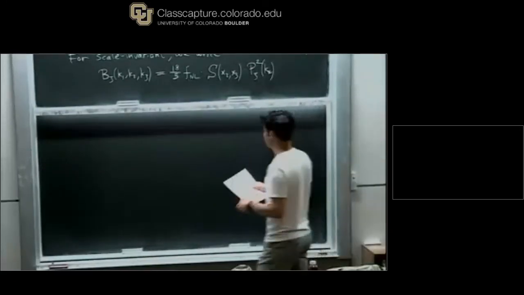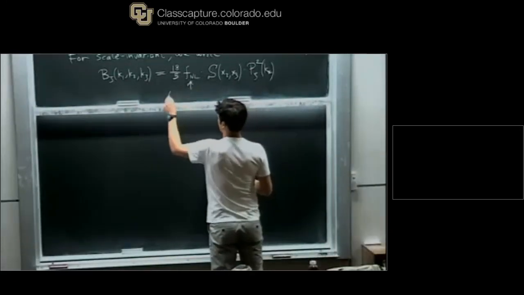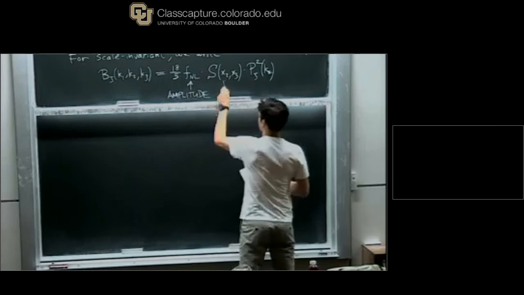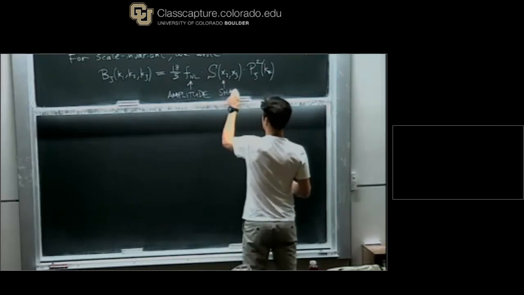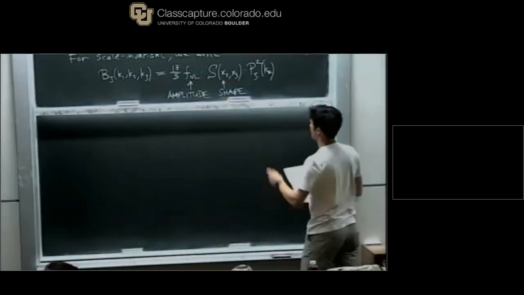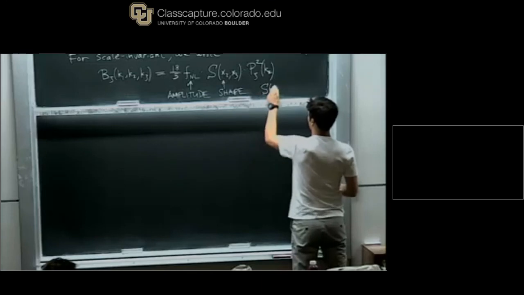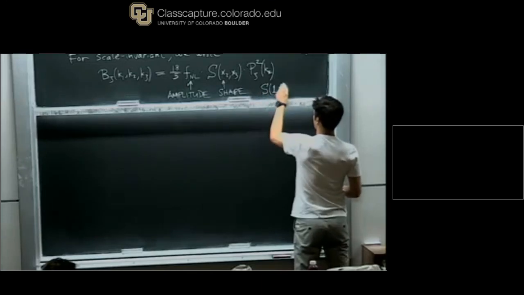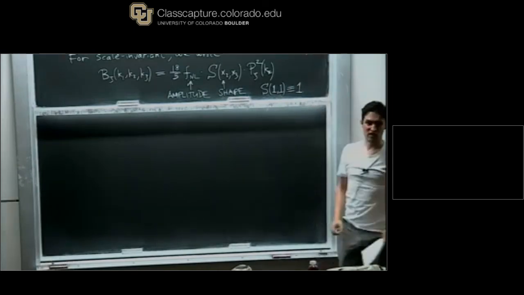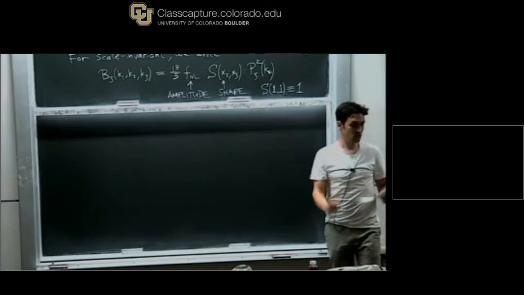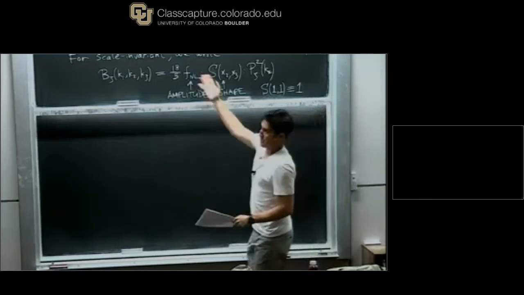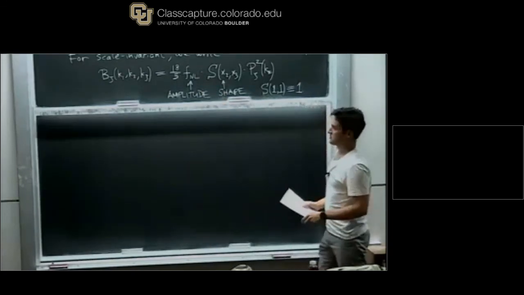Okay? So as I said, this parameter here is the amplitude, and this is the shape. And I should say, in order to make this split into amplitude and shape unique, I'm going to be normalizing the shape function such that in the equilateral configuration, this function is 1. So if I'm choosing these two momentum ratios to be equal to each other and equal to 1, then the shape function is normalized to be 1. And that uniquely specifies what I mean by the overall amplitude of this bispectrum. Okay?